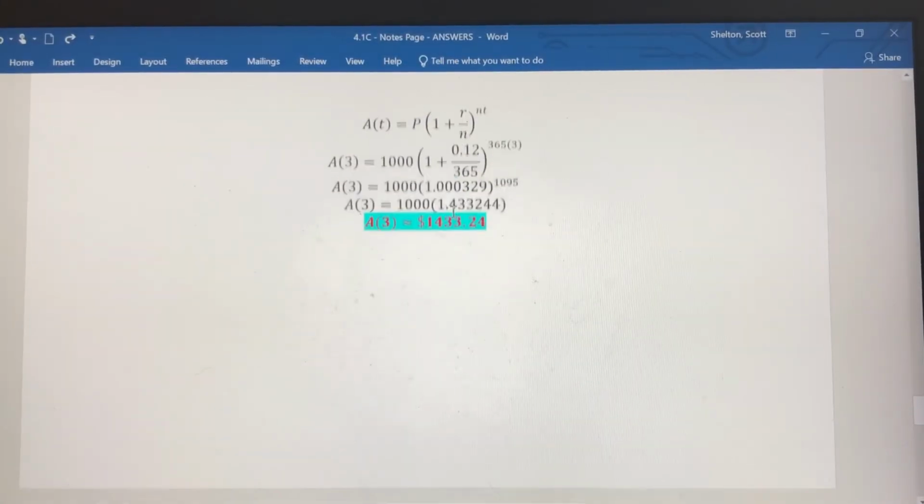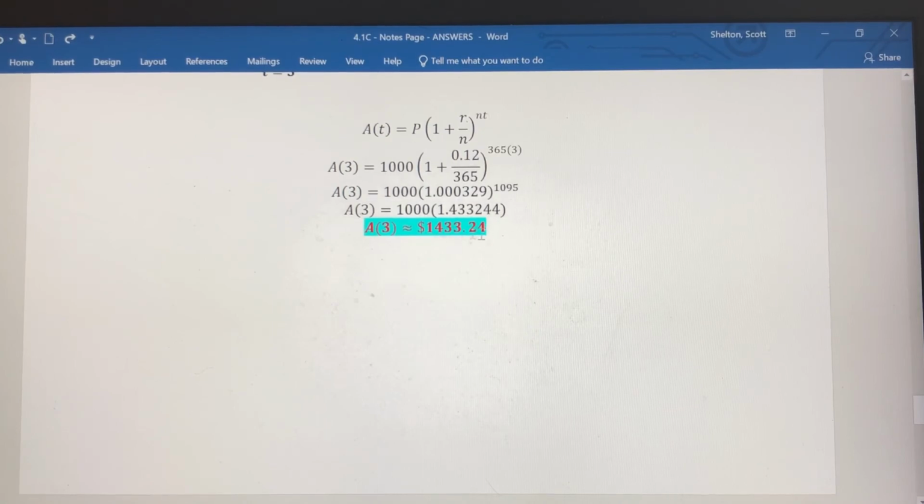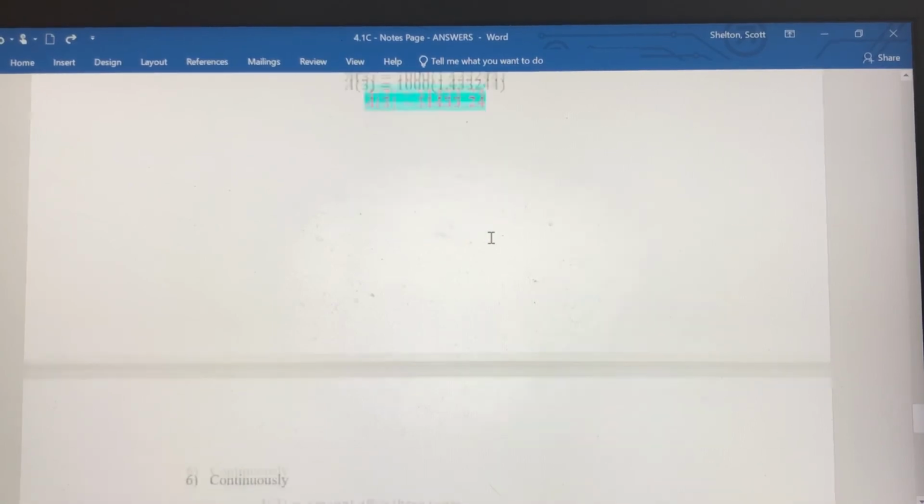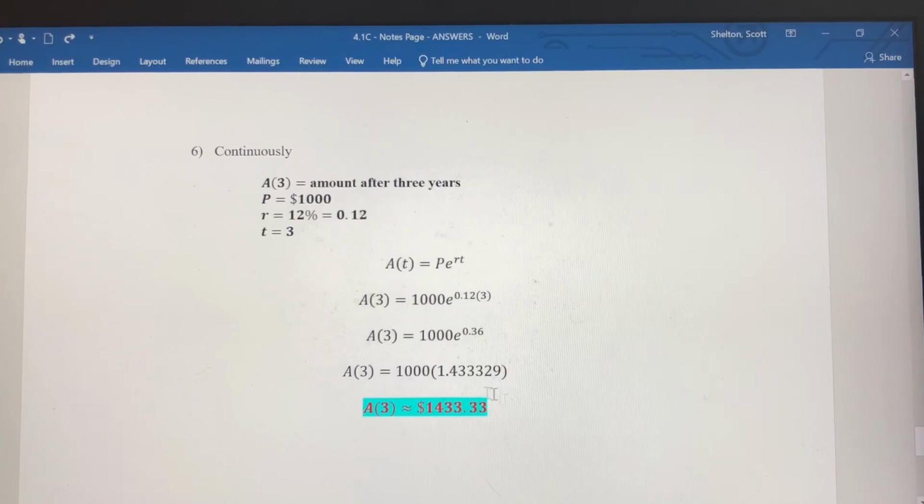Now, going from daily to continuous, notice there's not a huge change from 1,433.24. We're only getting 9 more cents, so it's not a huge difference. But that's how you use exponential functions to calculate compound interest.